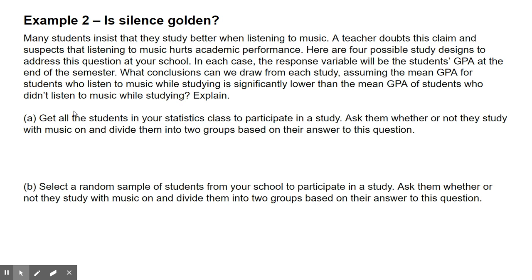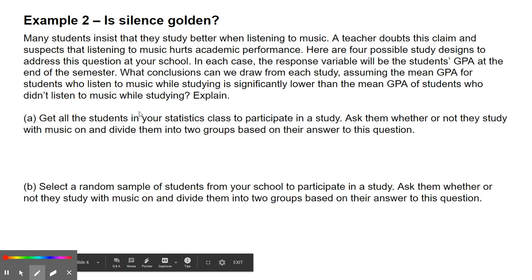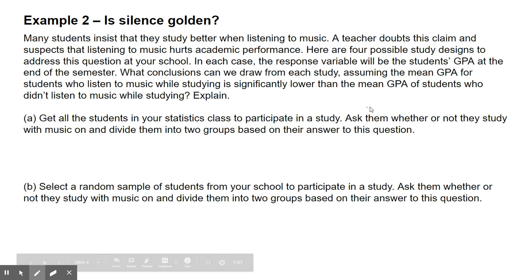In each case, the response variable will be the student's GPA at the end of the semester. What conclusions can you draw from each study, assuming the mean GPA of students who listen to music while studying is significantly lower than the mean GPA of students who didn't listen to music while studying? Explain. So this is the result, right? And we want to know what conclusions. So our 2 conclusions are inference about the population and inference about cause and effect, right? That's our conclusions.